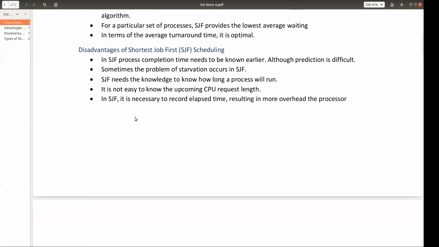Next is the disadvantage of shortest job first scheduling. The main disadvantage, which is a very critical thing, is that in SJF the process completion time needs to be known earlier. You have to know when your next process will be completed, so that you can bring another shortest job into your CPU. That is a very critical task because some prediction, some probability, comes in over here.